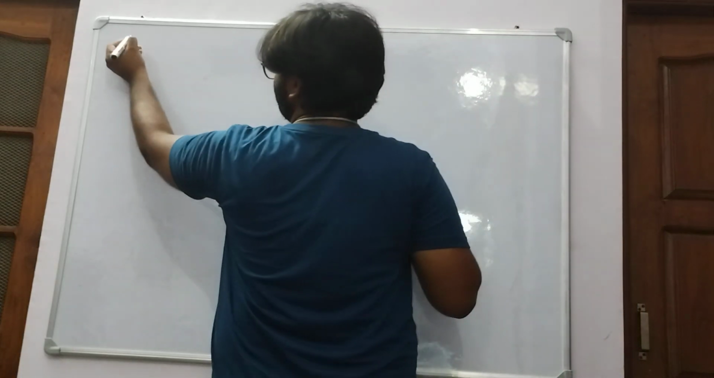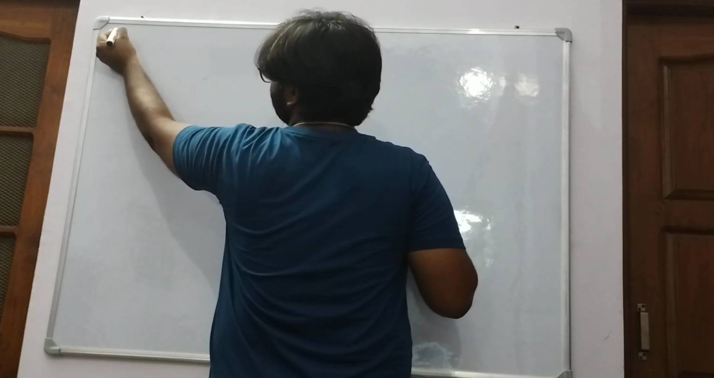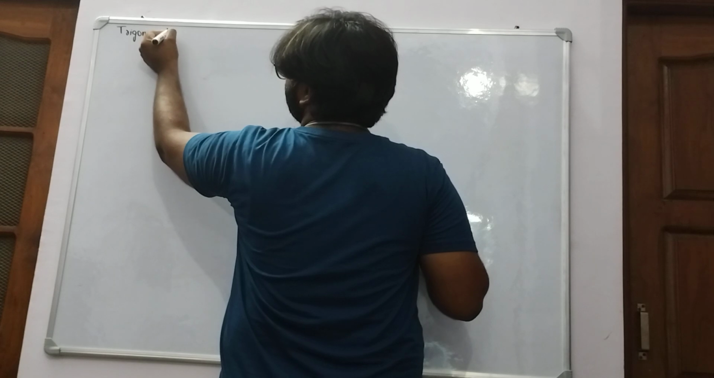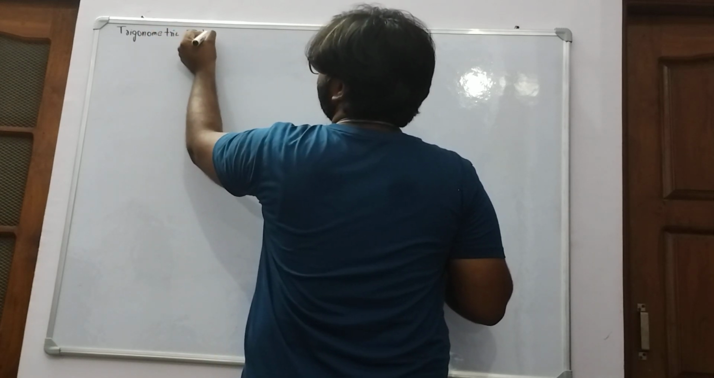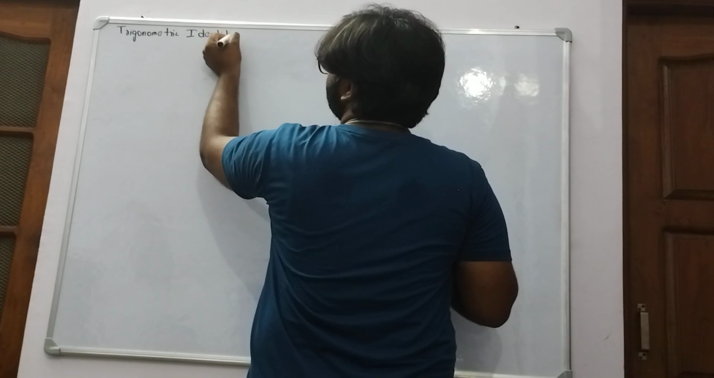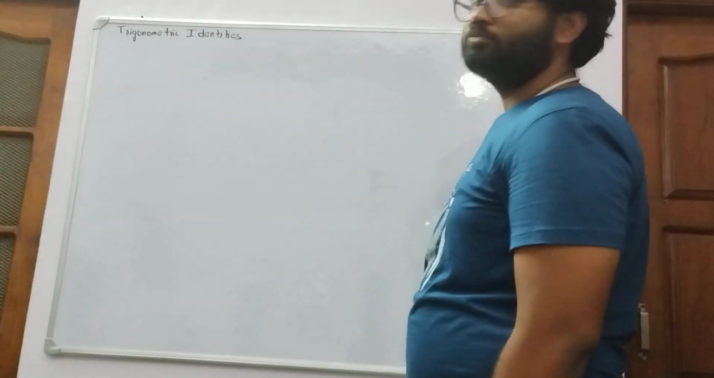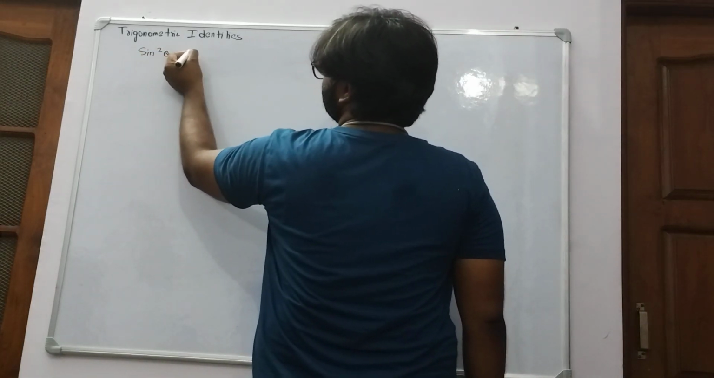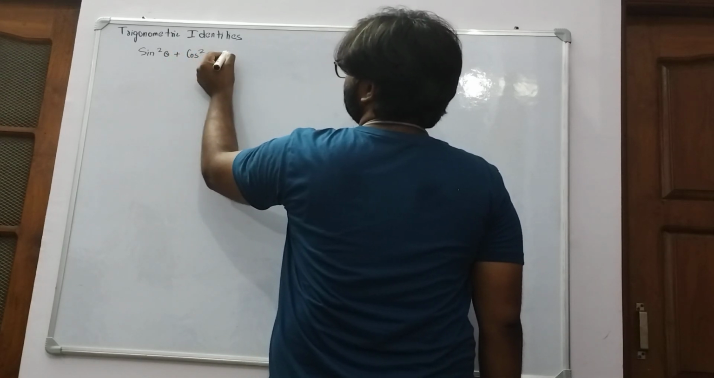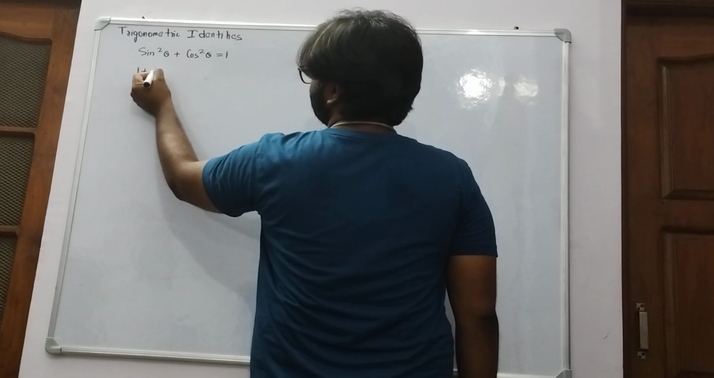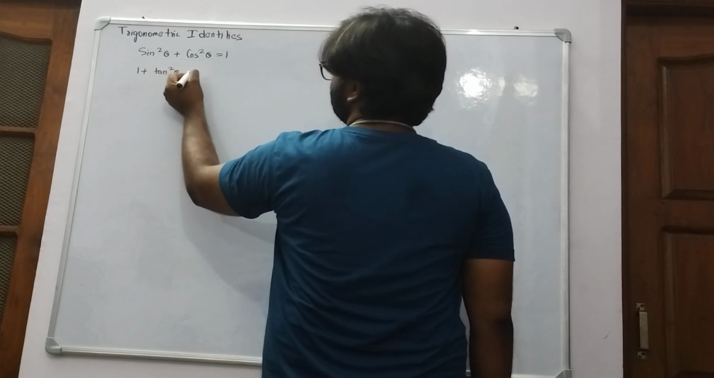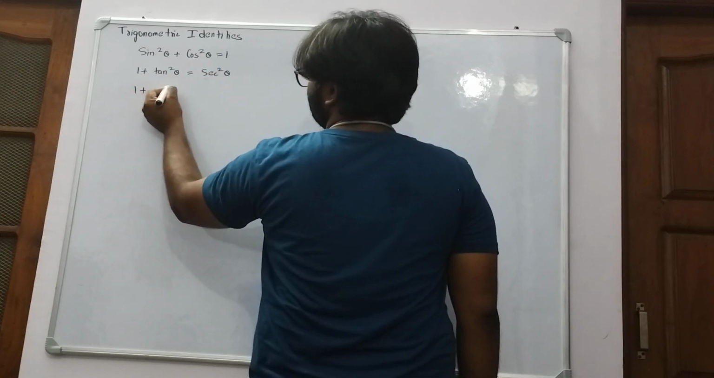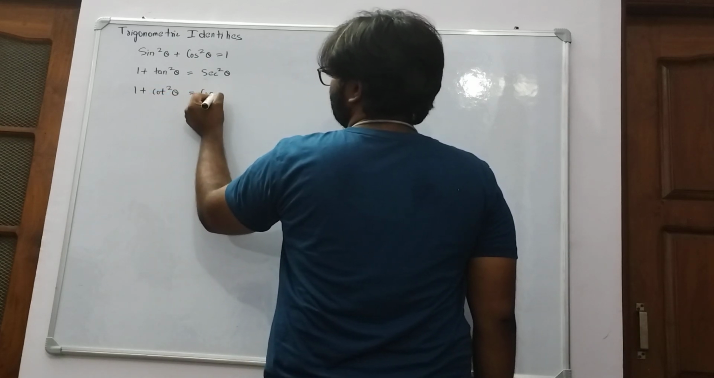First of all, trigonometric identities. We all know there are three trigonometric identities. They are sine square theta plus cos square theta equals 1. Next is 1 plus tan square theta is equal to sec square theta. Next is 1 plus cot square theta is equal to cosec square theta.